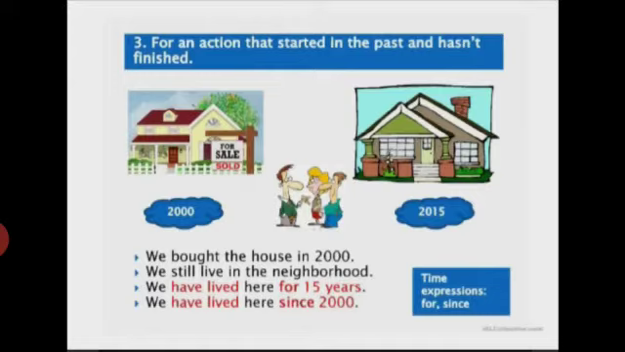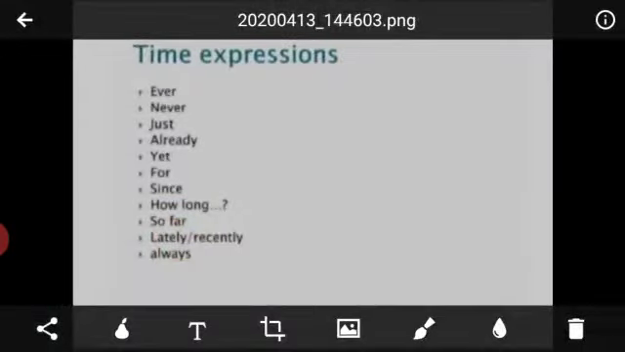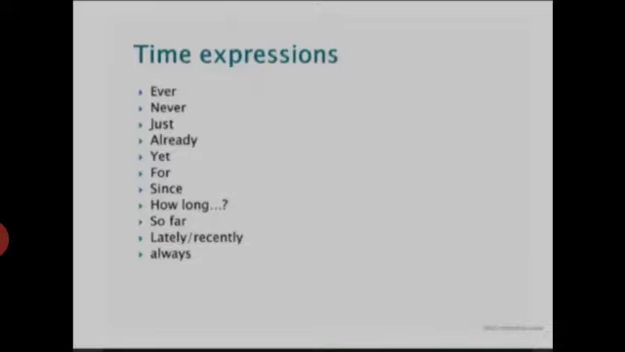Now they live here, and they say we have lived here since 2000. That means we use the present perfect for an action that started in the past and hasn't finished yet. We use it with for and since as time expressions. Here we have some time expressions like ever, never, just, already, yet, for, since, how long, so far, lately, recently, and always.